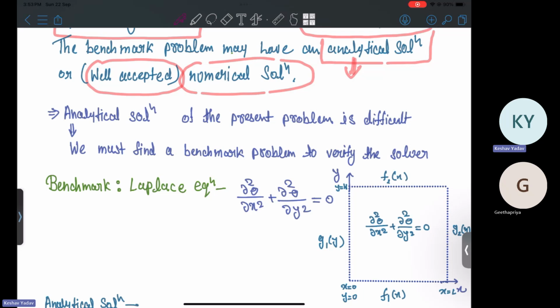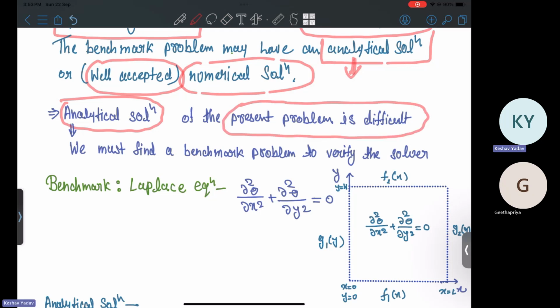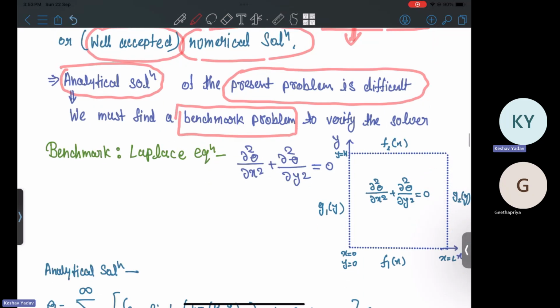So the numerical problem that we have considered was what? Heat generation. We have considered heat generation in a nuclear rod problem. To solve that problem, an analytical solution is quite difficult. So we'll consider some benchmark problem to have a feel of whether we are going correctly or not.